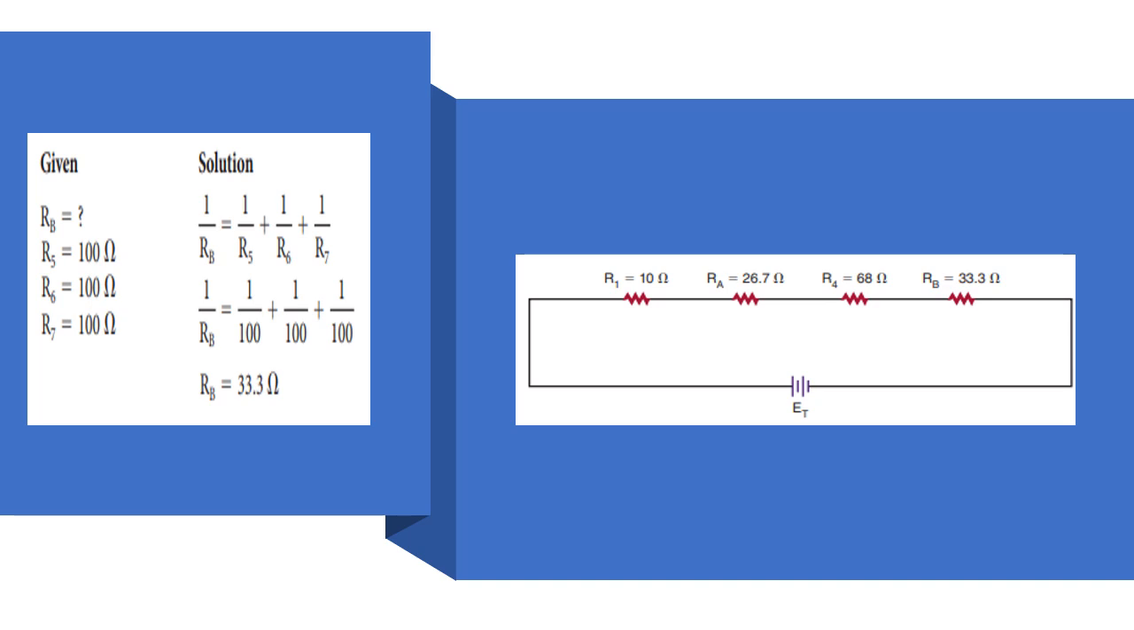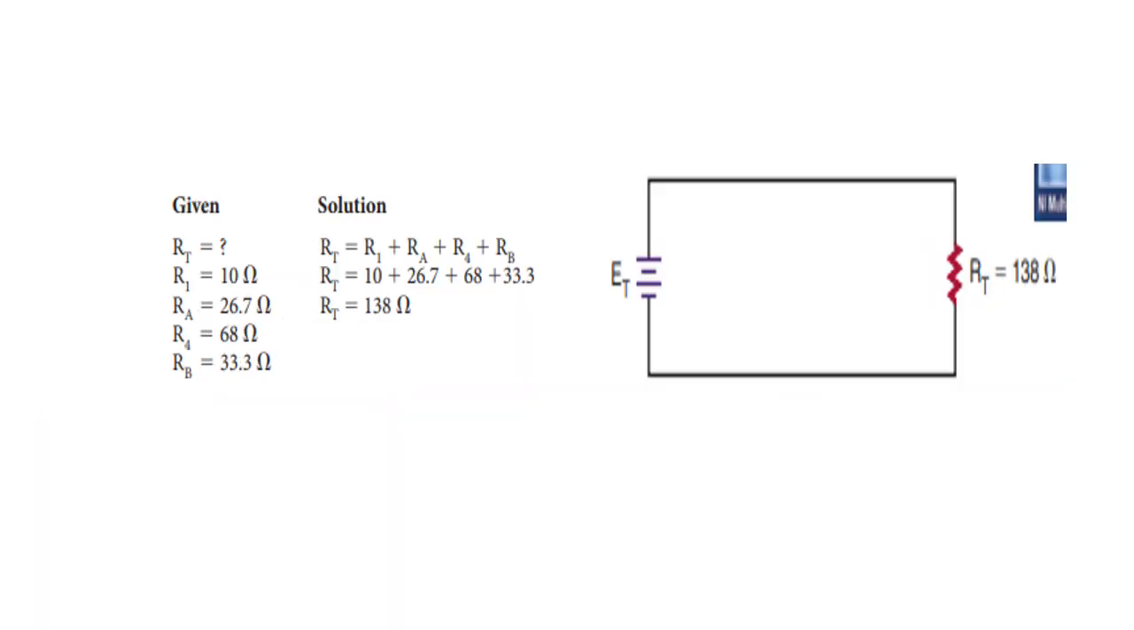Next we need to redraw the circuit by substituting R2 and R3 by RA and R5, R6, and R7 by RB. The last step is to solve all the resistors that are arranged in series. We use the formula as follows: RT is equal to R1 plus RA plus R4 plus RB. Substitute all of the values, and we get RT equals 10 ohms, plus 26.7 ohms, plus 68 ohms, plus 33.3 ohms. Solving this, RT equals 138 ohms. Redraw the circuit by replacing all the resistors with a 138 ohm resistor.